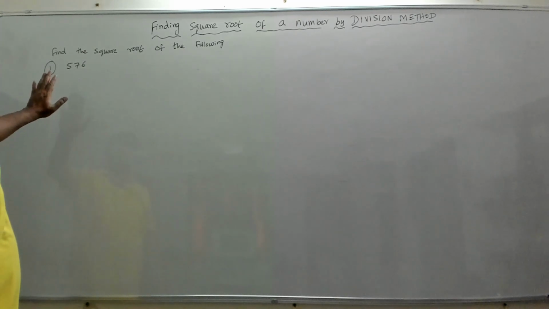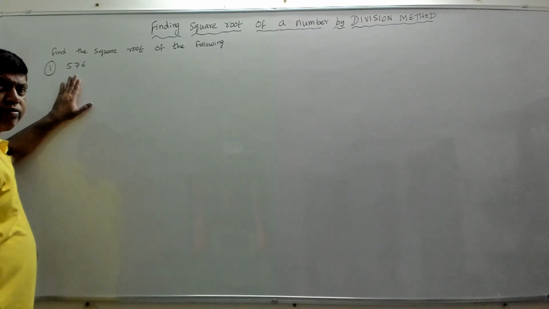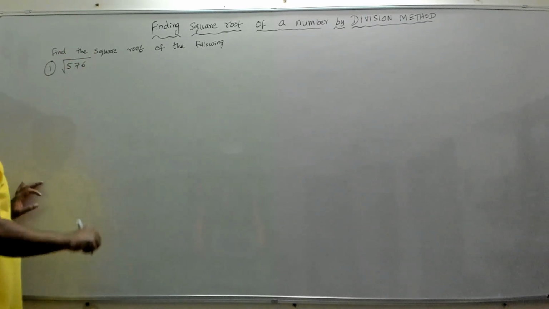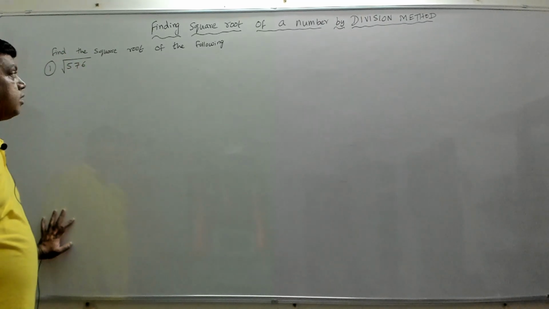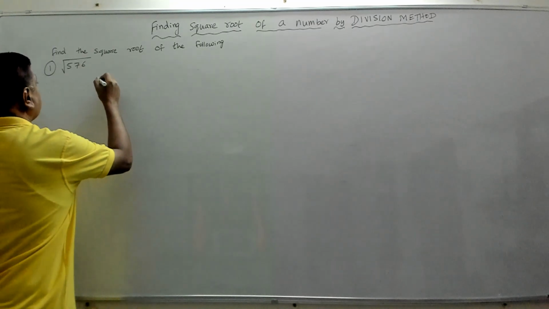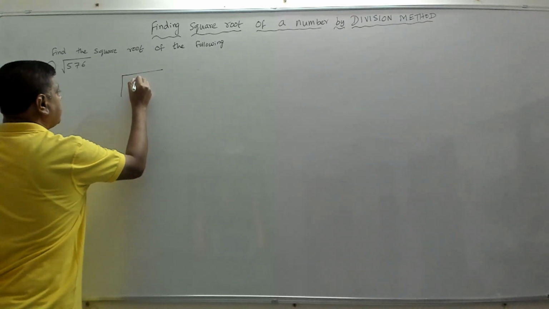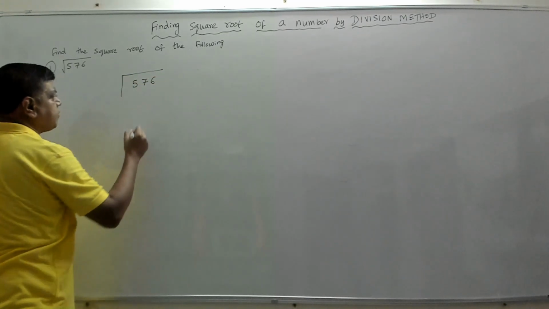So let's take the first question. We need to find the square root of this number, the square root of 576. So we will have to find it using the division method. Let's write the number 576.